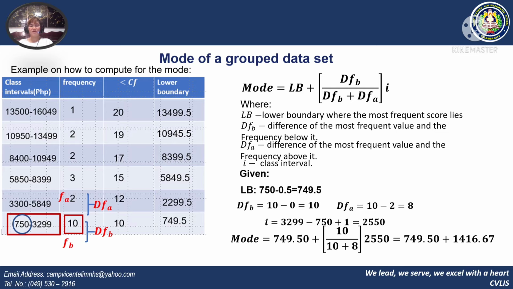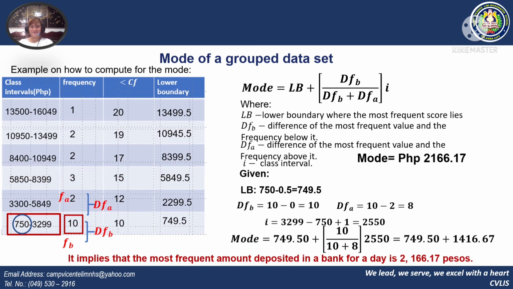Substitute all the values into the equation. So we have 749.50 plus the quantity of 10 over 10 plus 1 times 2,550. So we have the mode of 2,166.70 pesos when simplified. And so, this implies that the most frequent amount deposited in a bank for a day is 2,166.17.